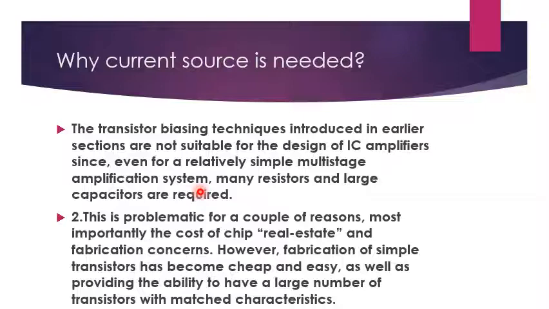We have seen voltage divider bias, self bias, and fixed bias. In all the cases, you require resistors and large capacitors. These resistors and capacitors will occupy more space. So we cannot implement these passive elements in an IC amplifier. So we have to go for an alternate approach. Resistor is bulkier, capacitor size is also bulkier, and the inductor we cannot design in an IC amplifier.